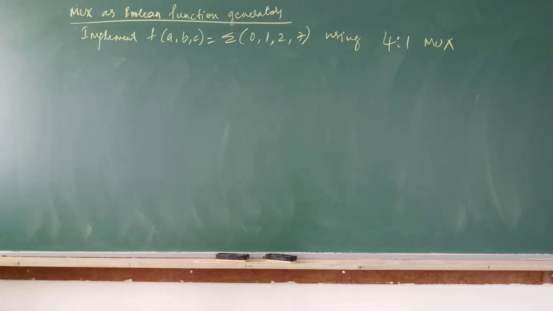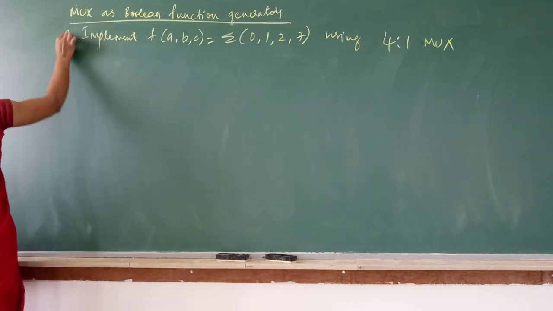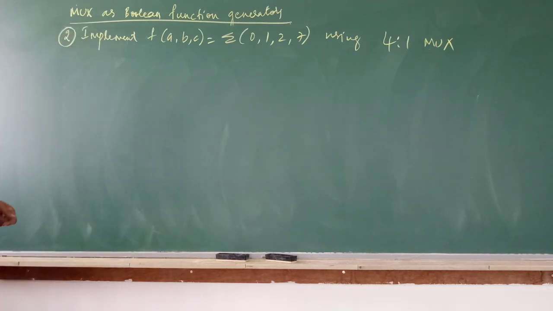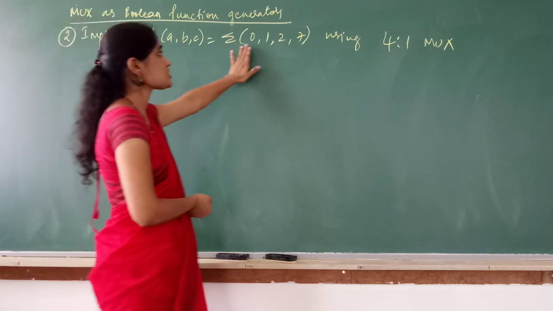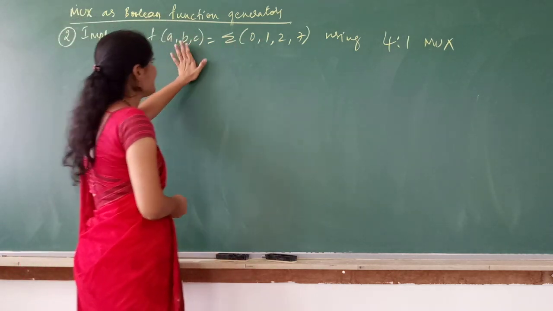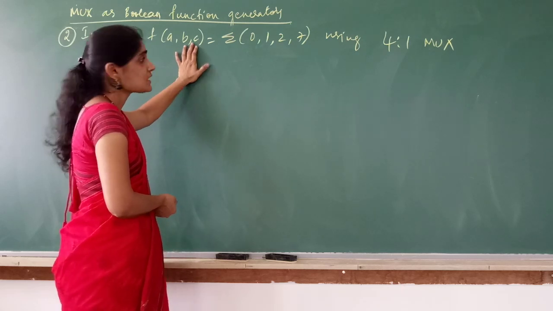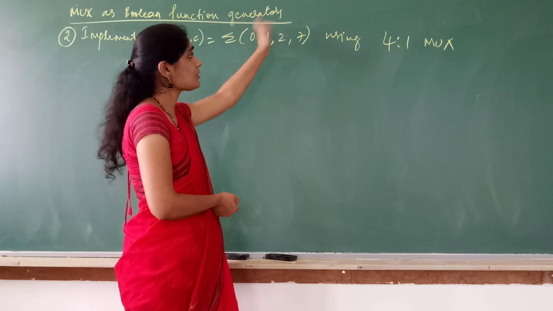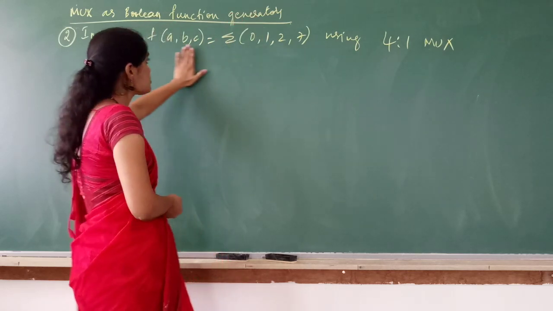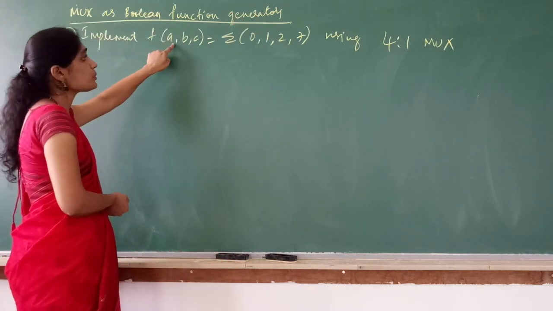Okay, now look at the second question. Implement f(a, b, c) = summation m(0, 1, 2, 7). With an 8:1 mux, with A, B, C as select inputs, connect D0, D1, D2, D7 to logic 1 and the remaining to logic 0. So you need an 8:1 mux to implement this function.